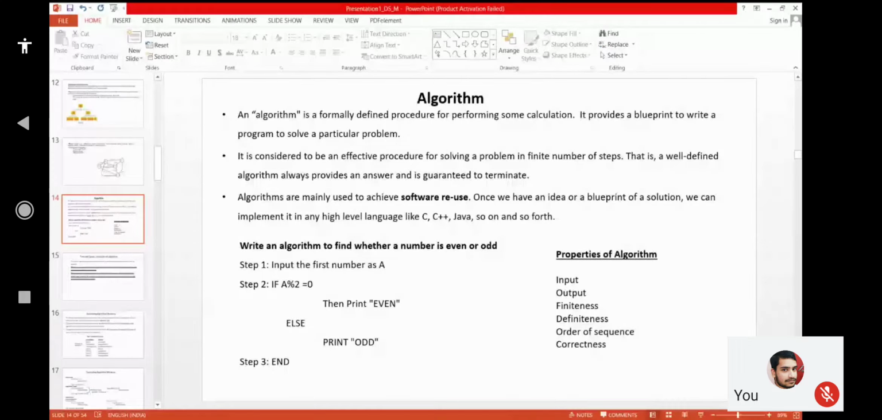So what is the algorithm? It's a sequence of instructions that takes one or more inputs. After taking the input, it processes those inputs, and after processing, it computes or displays output. So that is algorithm.